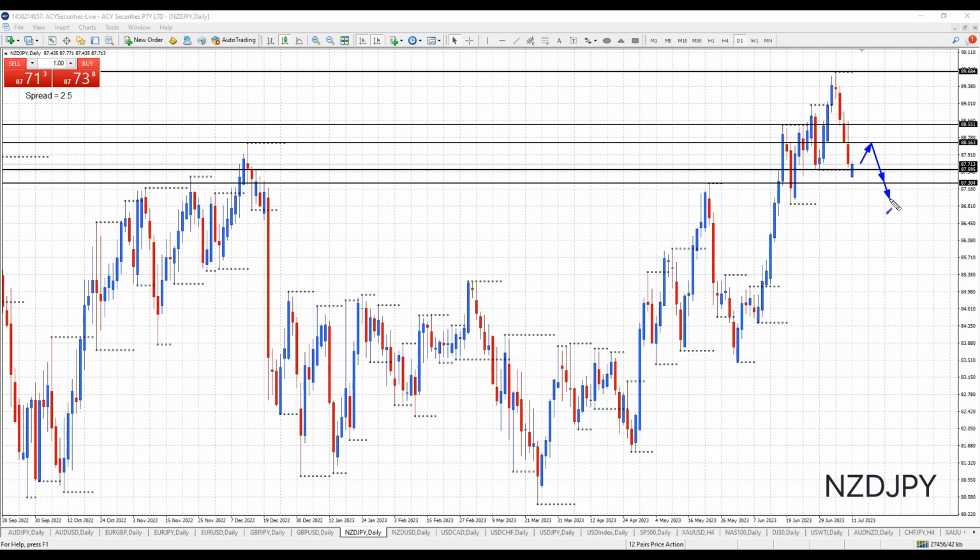So a definite reversal here on the cards. Can we rally back to 88.16? Does that hold as resistance for a further decline this week?